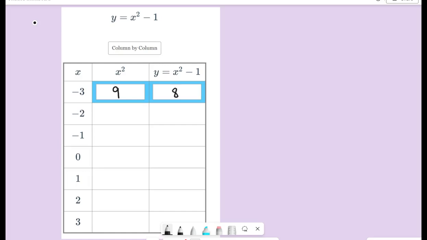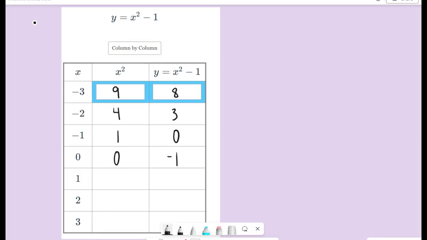Negative 2. When negative 2 is squared, you get 4. Positive 4, because a negative times a negative is always a positive. 4 minus 1 is 3. Negative 1. Well, negative 1 squared is 1. 1 minus 1 is 0. 0. Well, 0 squared is 0. 0 minus 1 is negative 1.